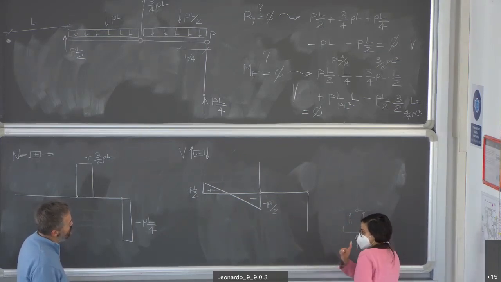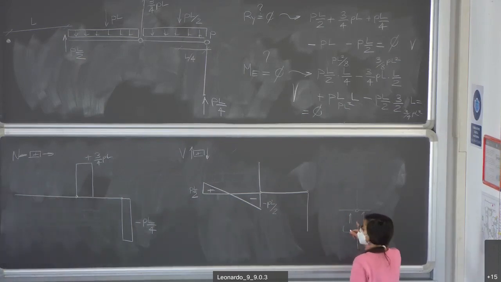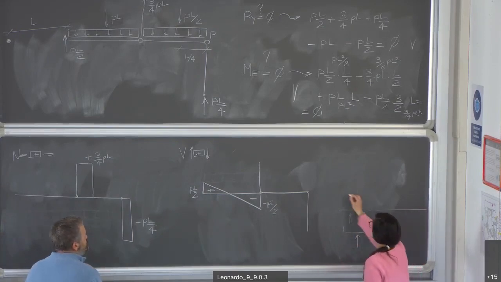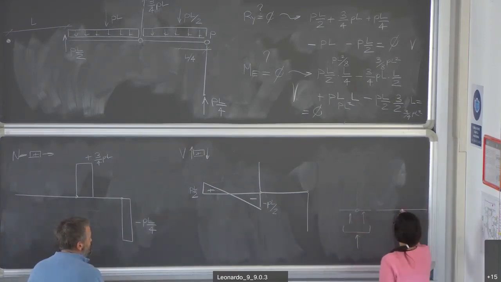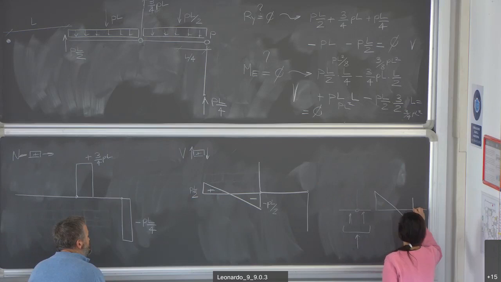I will fix that, but let me get to the question. Usually when we have these incomplete structures, when we draw the shear, we would go like this, and then it would be something like this, where this would be PL over 2, this would be PL over 4, and this would be P over 4 PL.